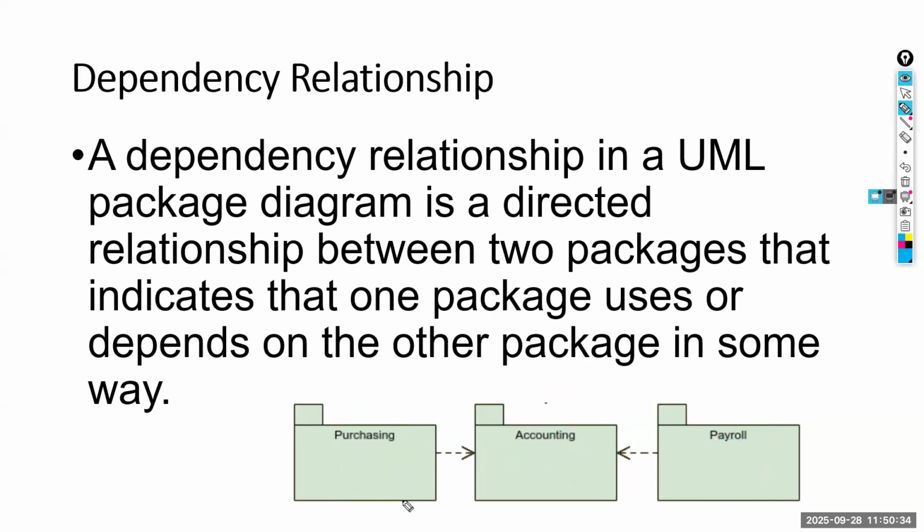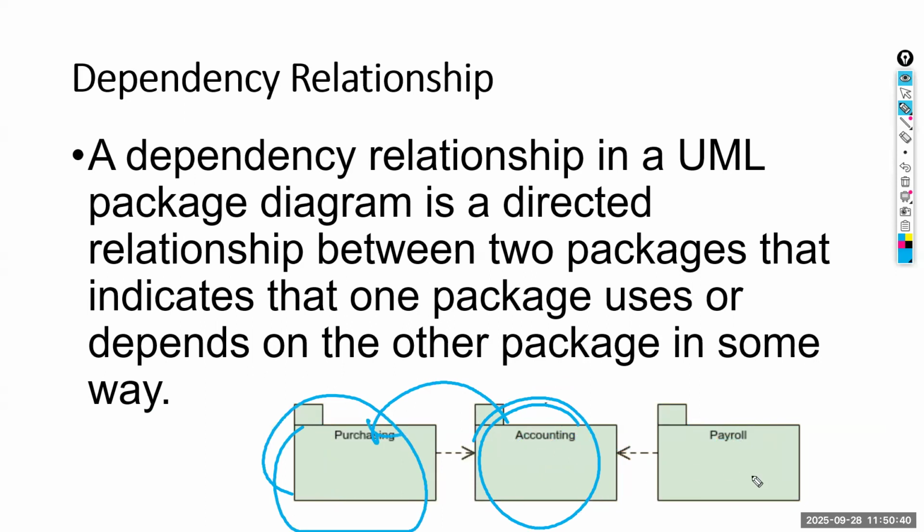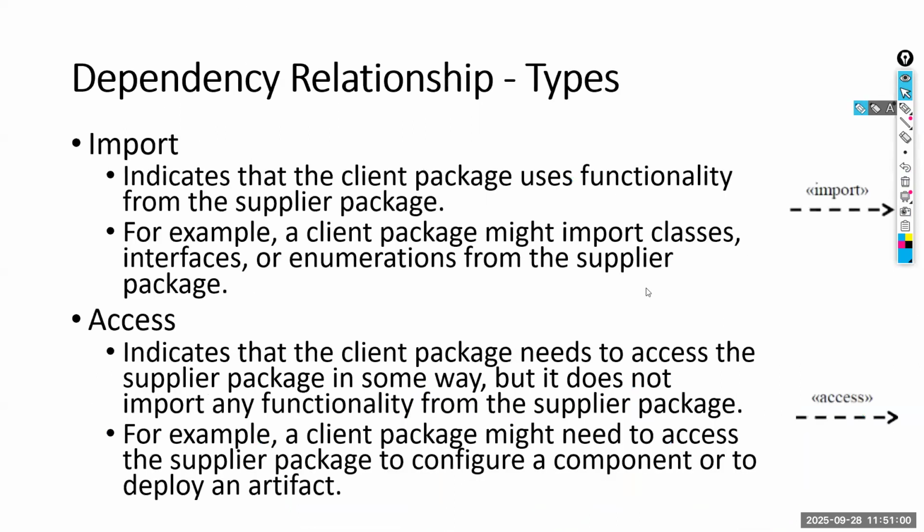So therefore, to build this module, you need this other module as a library. But to build that one, you don't need this, because they call you, but you don't call them. So your dependency is either unidirectional or bidirectional. So this is two unidirectional dependencies. Okay. So this dependency can be of two types. What are those two types? Import and access.